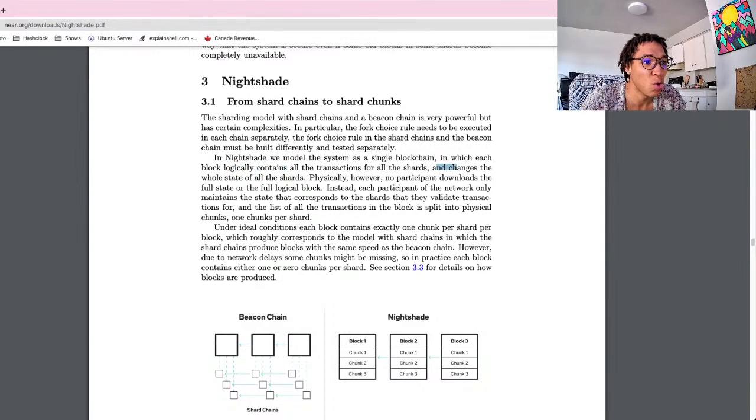And changes the whole state of all the shards. Physically, however, no participant downloads the full state or full logical block. Very interesting. Instead, each participant of the network only maintains the state that corresponds to the shards that they validate transactions for. And the list of all the transactions in the block is split into physical chunks, one chunk per shard. This seems like a really cool idea.